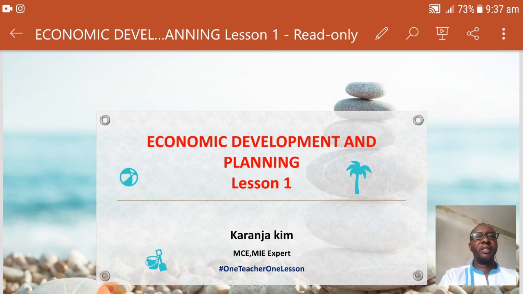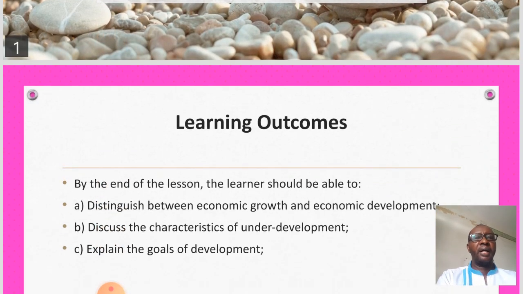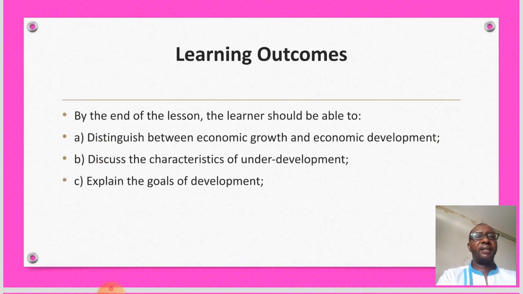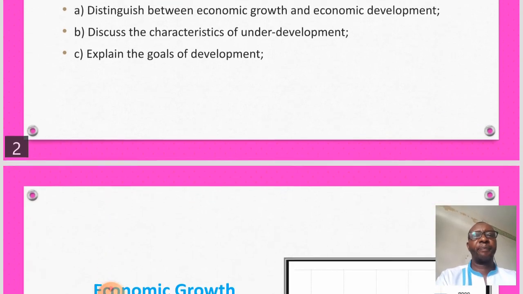Today's topic is economic development and planning, and it is our first lesson in this topic. The learning outcomes are, by the end of the lesson, the learner should be able to distinguish between economic growth and economic development, discuss the characteristics of underdevelopment, and explain the goals of development.